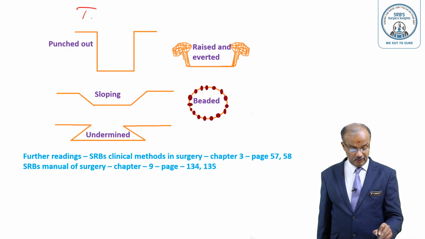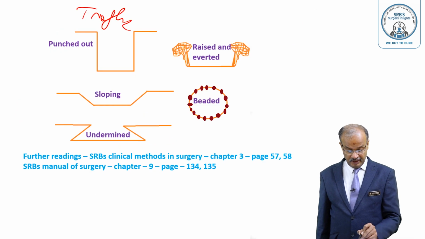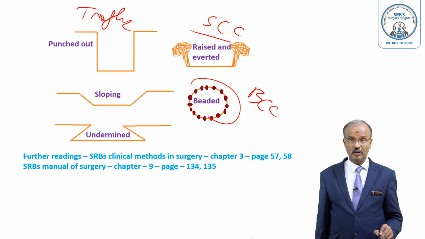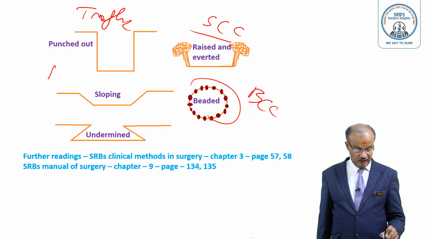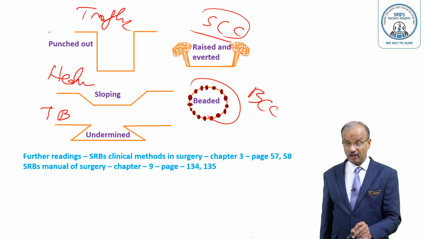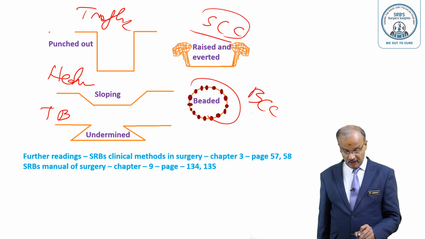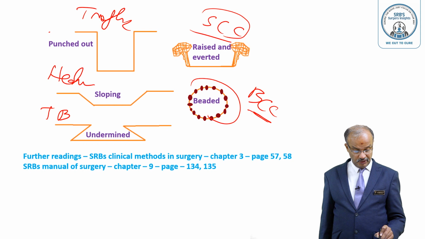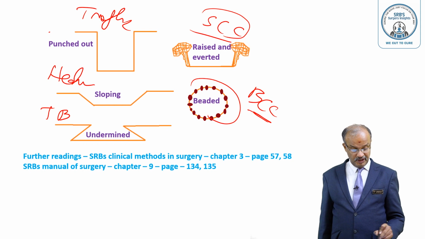Punched out is trophic ulcer. Raised and everted is SCC, squamous cell carcinoma. Beaded is BCC, basal cell carcinoma. Sloping edge is a healing ulcer. Undermined is tuberculosis. Trophic, punched out or bed sore is a common example. Raised and everted is squamous cell carcinoma or epithelioma, a carcinomatous ulcer. Raised beaded is rodent ulcer or BCC. Undermined is tuberculosis. Sloping edge is a healing ulcer.